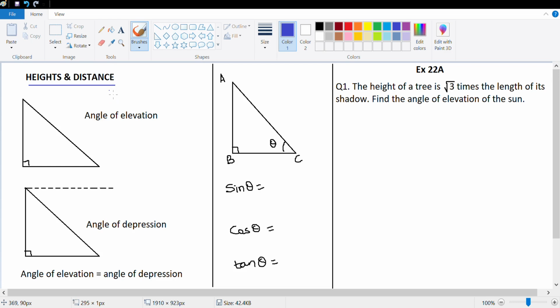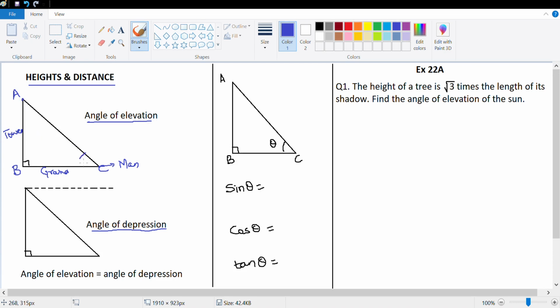Two new concepts in this. One is called angle of elevation and the other is called angle of depression. So let's look at these two things before we start solving questions. Let's say this AB is a tower which is standing on a ground. This is my ground, and let's say you are a man standing here at point C trying to look at the top point of the tower.